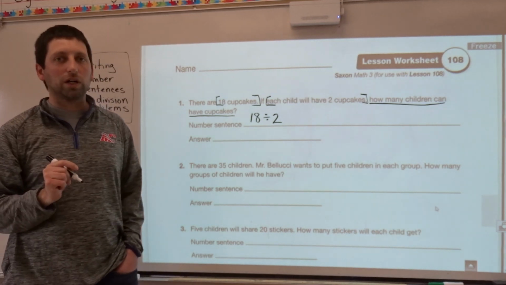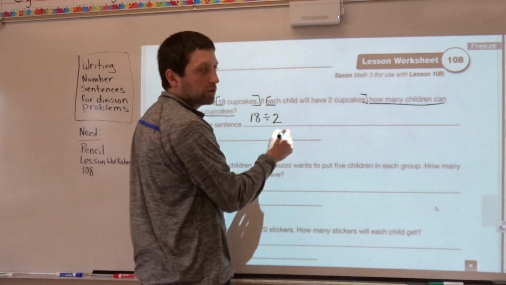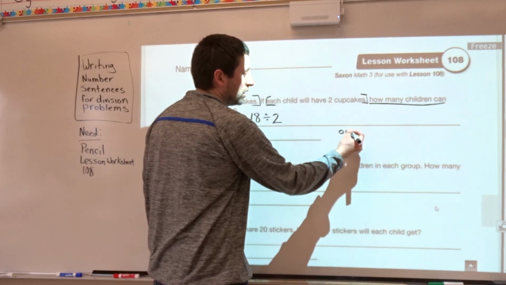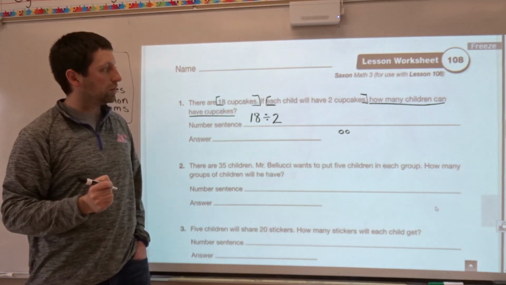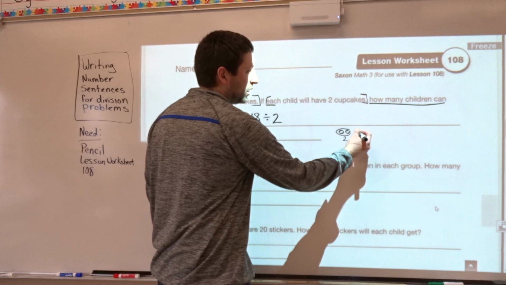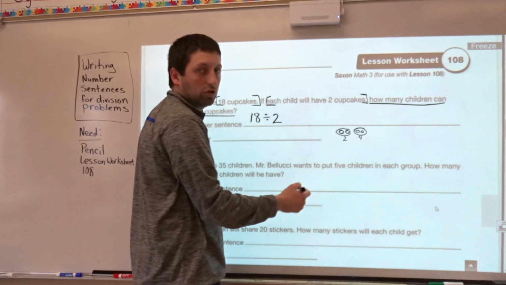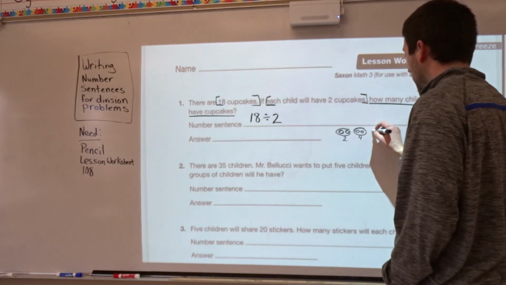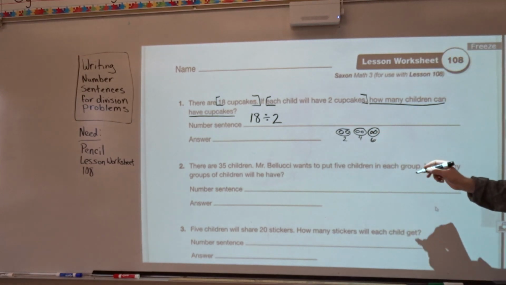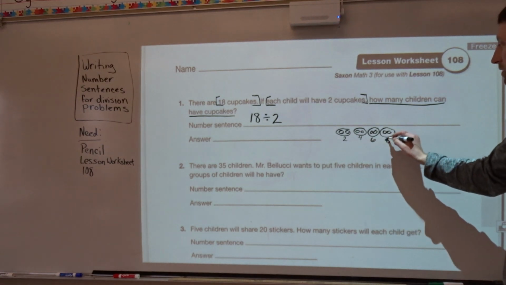Now, if you weren't sure what 18 divided by 2 is, you could draw a picture for this as well. So I'm just going to do that here as I'm solving this. Alright, so there's 2 cupcakes. That's one group. 4 cupcakes. That's 2 groups. 6 cupcakes. That's 3 groups. 8 cupcakes is 4 groups.